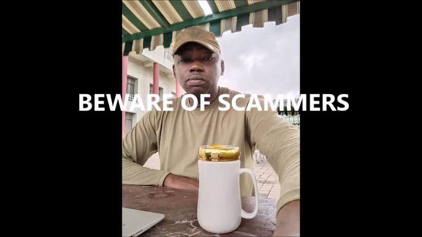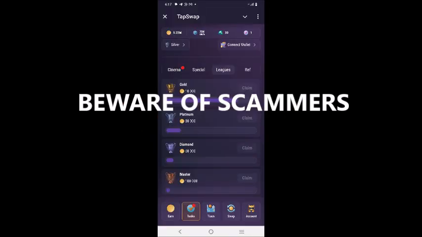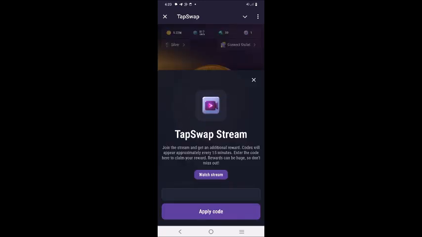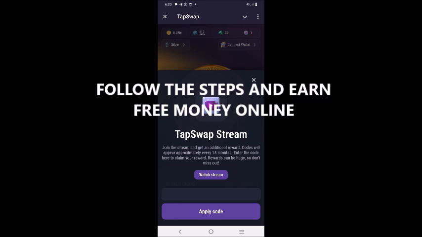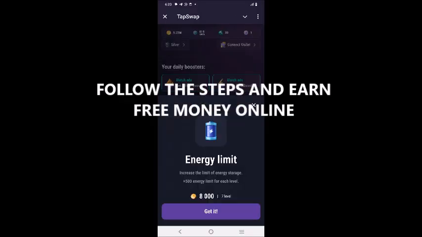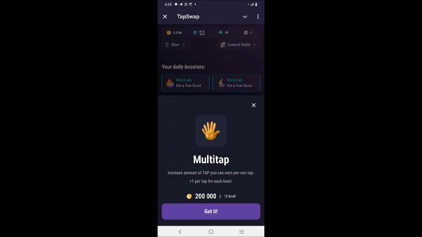Now, making money with TapSwap crypto airdrop is a simple and effective way to earn free tokens in the crypto world. By following the steps outlined above and staying engaged with the platform, you can take advantage of this opportunity and potentially increase your crypto earnings. Remember, airdrops like TapSwap provide a great way to grow your crypto portfolio with minimal effort. They also are a great way for you to make money.